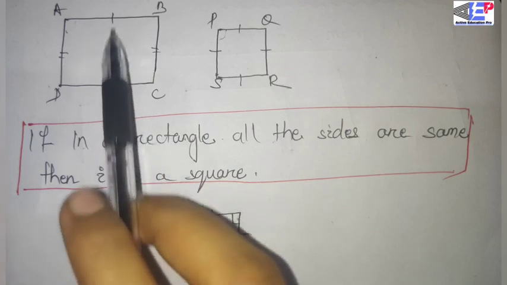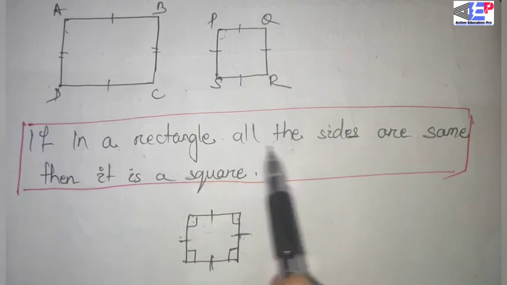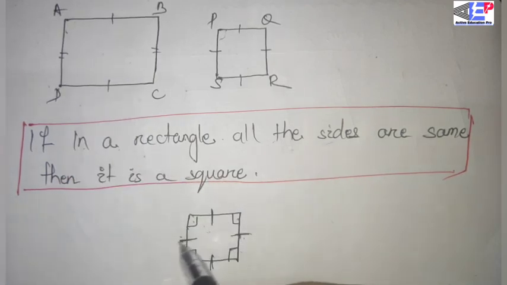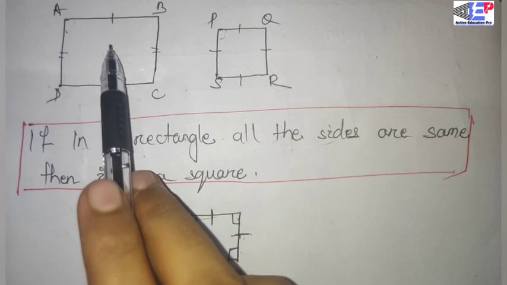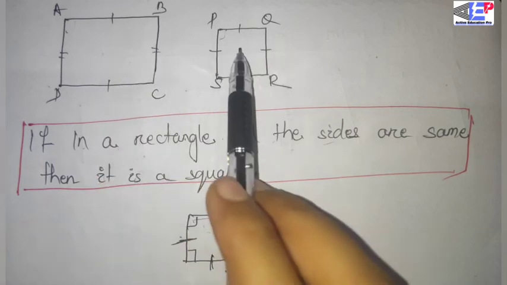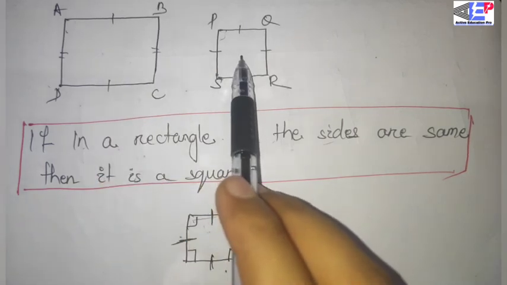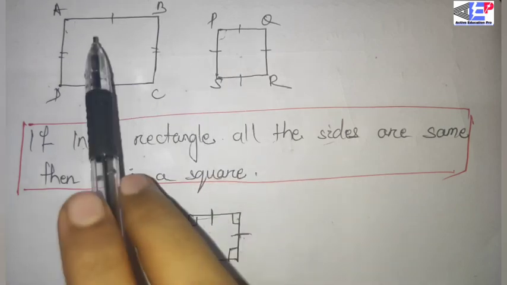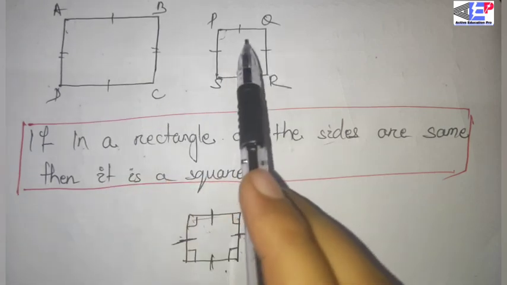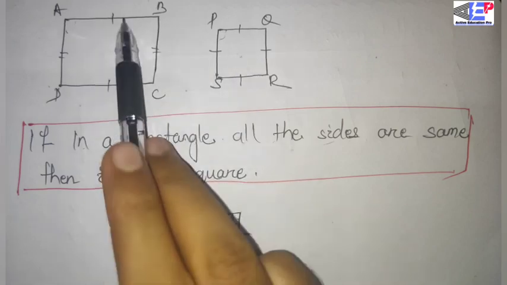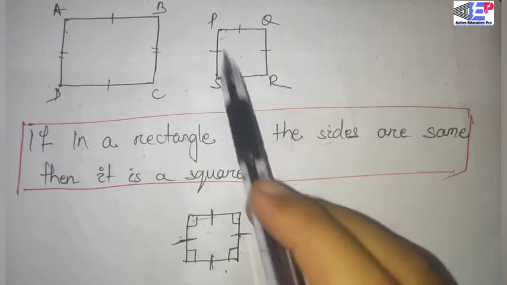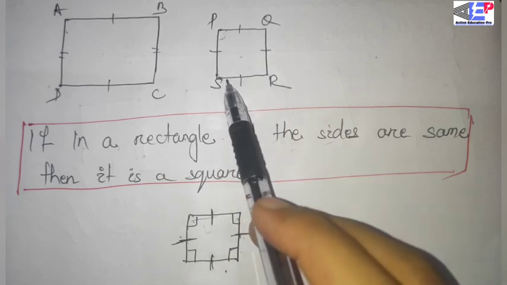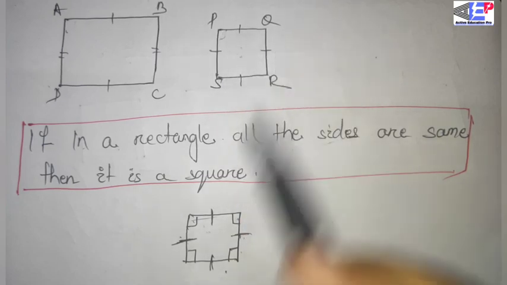If in a rectangle length is equal to breadth, all the sides are same, then this rectangle must be a square. So sometimes a rectangle is a square, but a square is always a rectangle. It satisfies all the conditions of a rectangle. In a rectangle the opposite sides are same, so here in a square, opposite sides are same and each angle is 90 degrees. So here it is a rectangle.